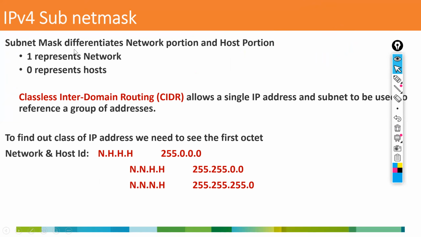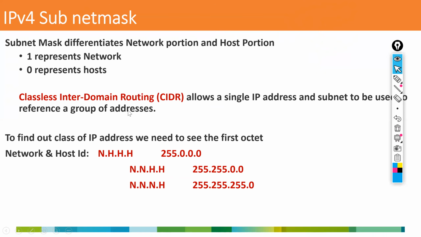Here, the same thing: the subnet mask differentiates the network portion and the host portion. 1 represents network, 0 represents host. All 1s give us 255, and 0s mean the host part. For example, N.H.H.H means 255.0.0.0. This is for class A, this for class B, and this for class C.